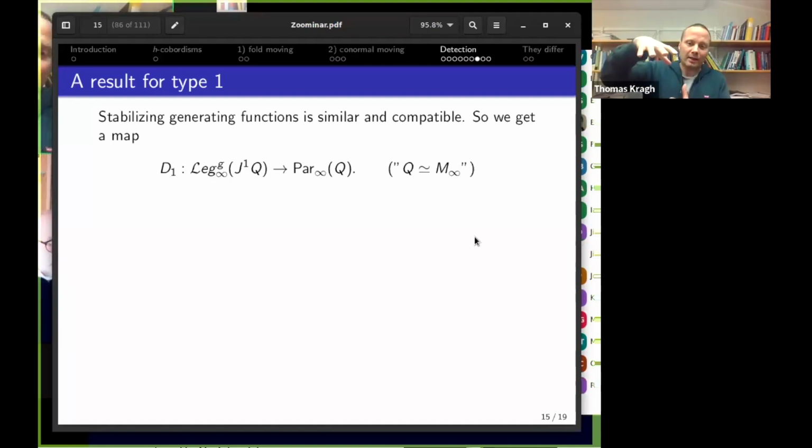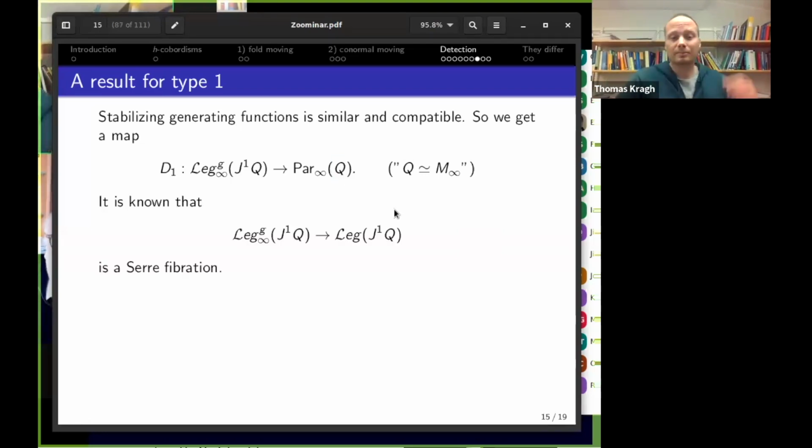For the quadratic at infinity, it's Q across a large sphere across a Euclidean space. And this large sphere in connectivity becomes contractible when the dimension goes to infinity. So basically, it's Q in the limit. Okay. Now, the last part to be able to detect type 1 is to know that this space of stable generating functions to Legendrian is a self-fibration.